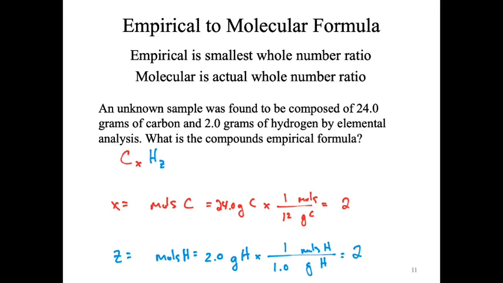What is our empirical formula? CH. Okay? Our empirical formula must be the reduced ratio. If we look at what this is going to produce, I'm going to get C2H2. Is that a reduced ratio? Nope. I can divide them both by 2, and I would get 1. My empirical formula is CH.